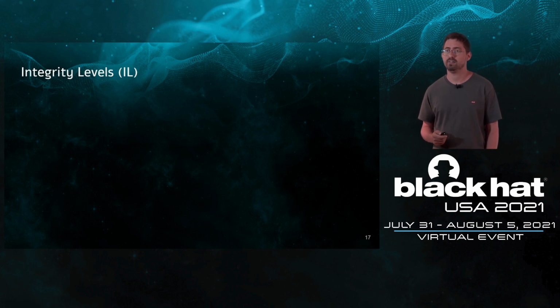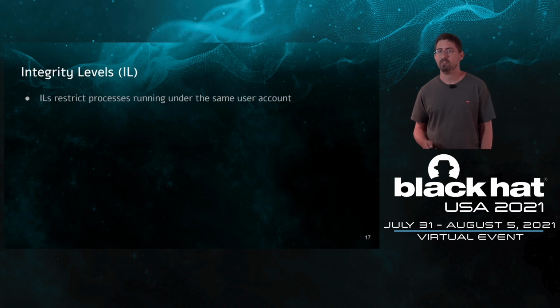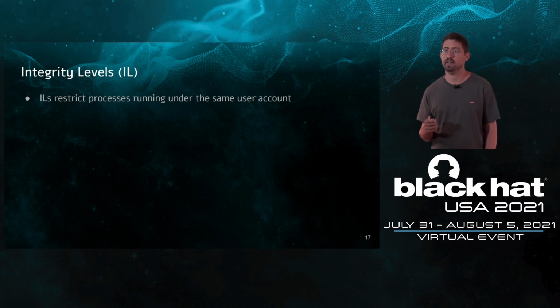Integrity levels is a feature that was introduced by Microsoft in Windows Vista because they realized that most users run as local administrator accounts on their machines. That means that if an attacker exploits a vulnerability in the context of a process running as local administrator, it completely owns that system. And Microsoft wanted to come up with some mechanism to further restrict processes or contexts that run under the same user account.